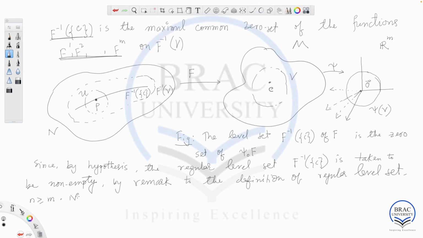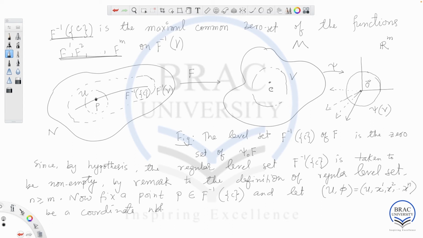Now, fix a point P in this regular level set F inverse of C, and let U, phi, which we can write in terms of local coordinates as U, x1, x2, all the way up to xn, be a coordinate neighborhood of the point P in N. Okay.